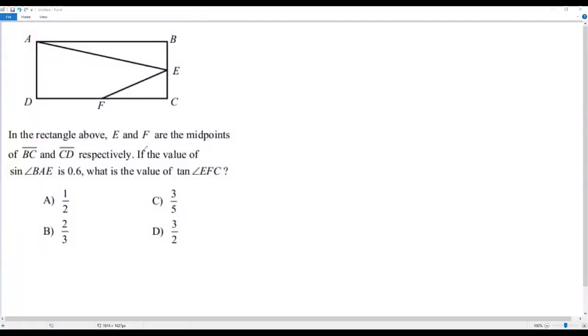Here we have a SAT math problem. Okay, let's go to the question. In the rectangle above, E and F are the midpoints of BC and CD respectively. If the value of sine angle BAE is 0.6, what is the value of tangent angle EFC?